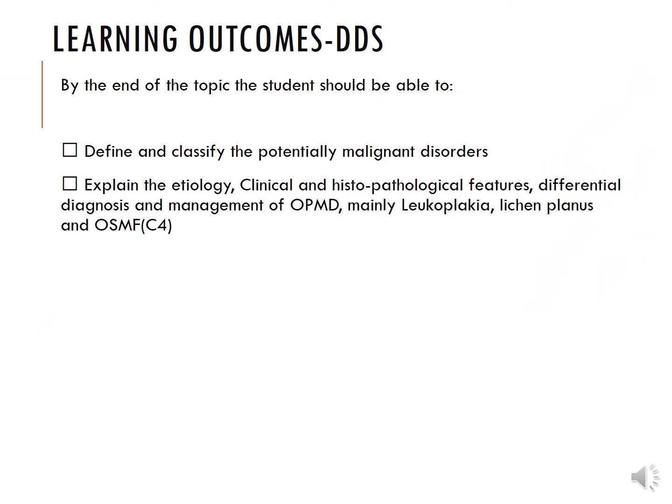So the learning outcomes for this topic under the DTS curriculum are as follows. By the end of the topic, the student should be able to define and classify oral potentially malignant disorders. Second is explain the etiology, clinical and histopathological features, differential diagnosis, and management of OPMDs, which is oral potentially malignant disorders, under which mainly we would be stressing on leukoplakia, lichen planus, and oral submucous fibrosis, which is abbreviated as OSMF.